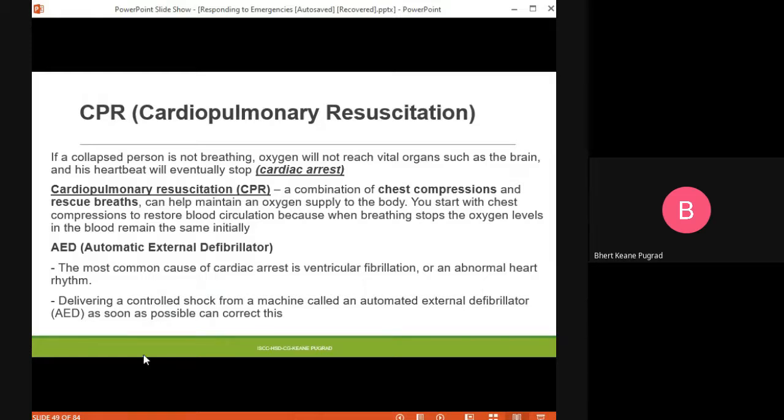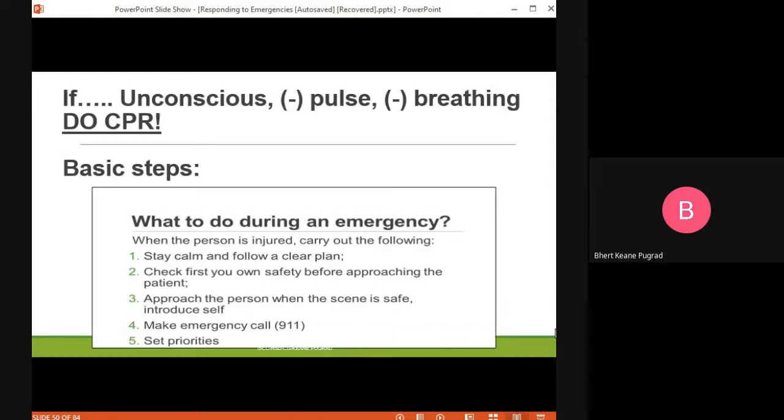Okay. In the hospital, kapag nakikita nyo yung mga, kumbaga nire-revive yung pasyente, tapos merong dinidikit sa chest ng pasyente, sinasabi ng physician or the nurse or kung sino man yung andun, clear, and then nagde-deliver sila ng shock. Okay? Same concept with your AED. So your AED delivers a controlled shock from a machine called automated or automatic external defibrillator, okay, as soon as possible to correct the problem of ventricular fibrillation. Okay, so if unconscious, no, and negative pulse, negative breathing, we need to do CPR.